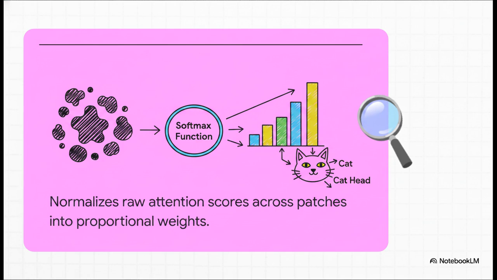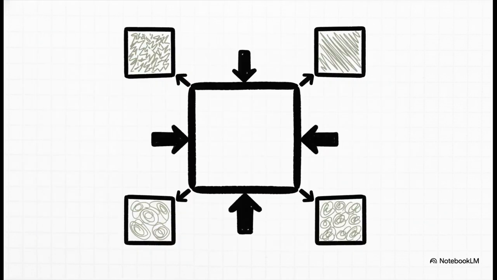Once we have all those raw scores comparing the patches to one another, we move to step 2. We apply the softmax function. Now, that sounds fancy, but it's just a mathematical function that takes all those messy raw attention scores and elegantly normalizes them across all the patches. It converts them into clean, proportional weights so the system knows exactly which patches are most important to the cat's head, scaling them perfectly.